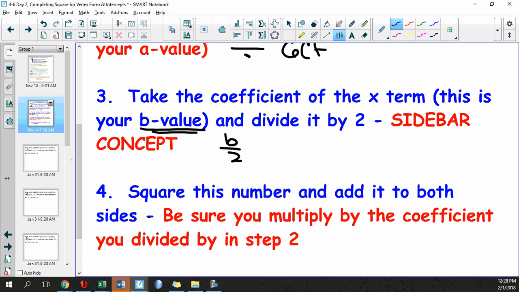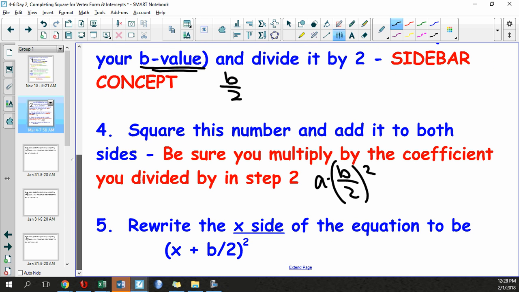Step 4 is squaring that. This is your b divided by 2 squared. Now, here's what I want you to make sure that you're doing. You are going to add b divided by 2 squared to both sides, but you're going to make sure you multiply it by a. And I'll explain why, because we're going to work on the inside of the parentheses here, okay?